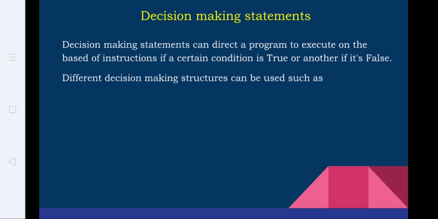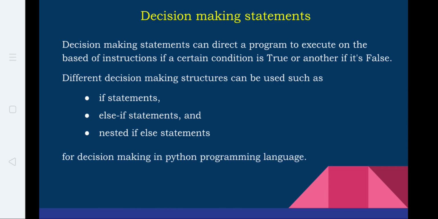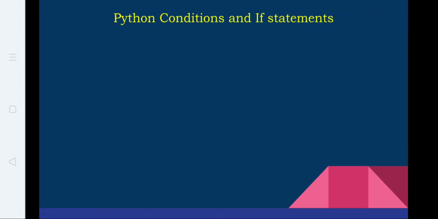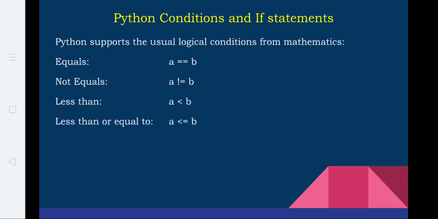Different decision making structures can be used, such as if statements, else if statements and nested if else statements. Let us see one by one with the example. For decision making, the Python programming language uses the if statement, and in order to apply these if conditions, some logical conditions are also used, and they are equals, that is A equal to B, not equals A not equal to B, less than A less than B, less than or equal to A less than or equal to B, greater than A greater than B, greater than or equal to A greater than or equal to B.